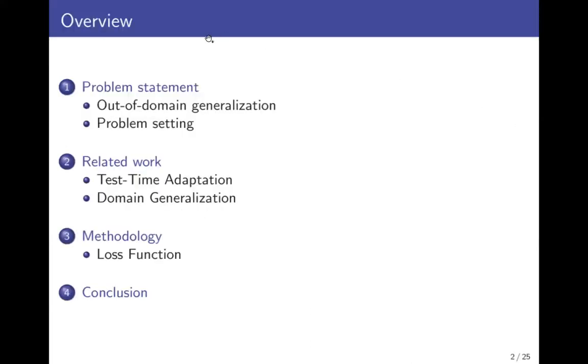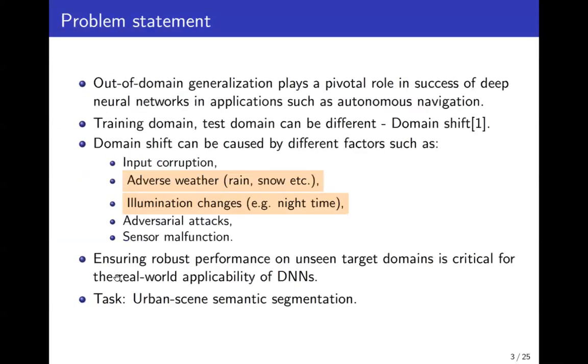So the overview of the current talk is divided into 4 sections. First, we'll discuss the problem setting and problem formulation. Then we'll discuss related work in test time adaptation and domain generalization areas. And then we'll formulate the loss function. And then we'll discuss the experiment section, and then we'll conclude the talk.